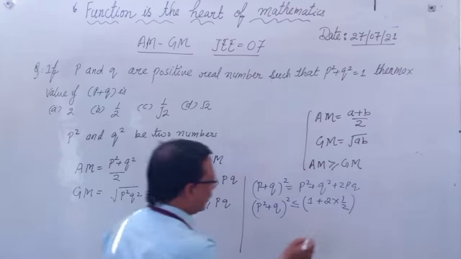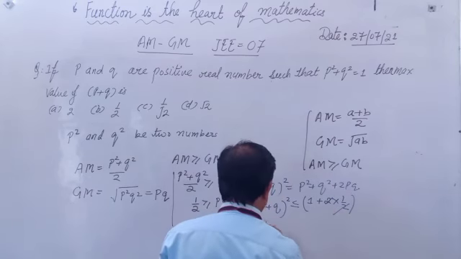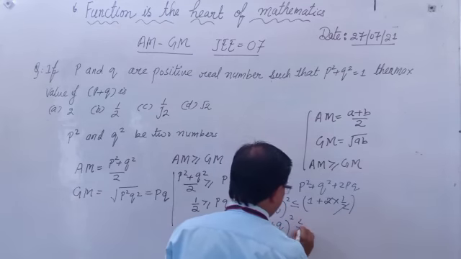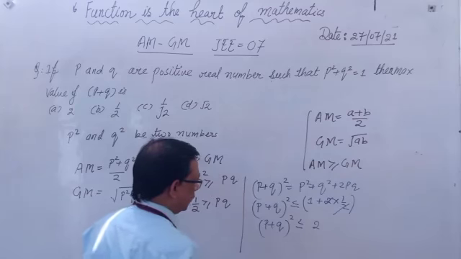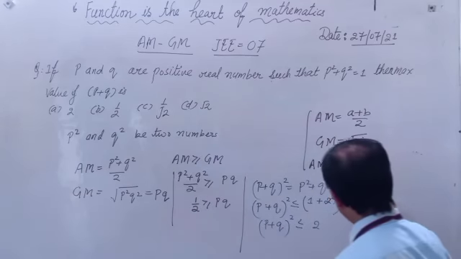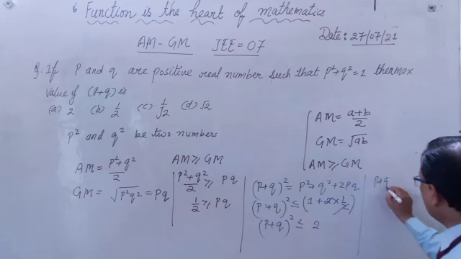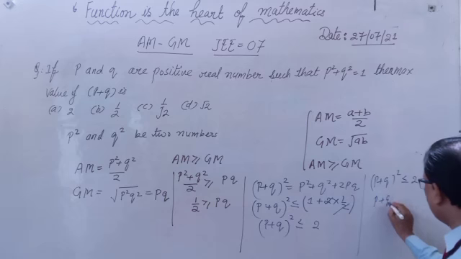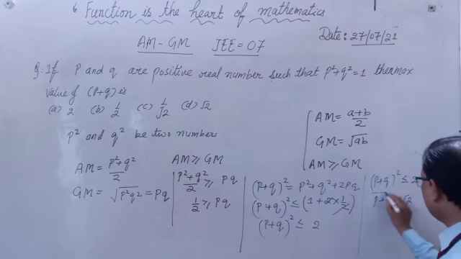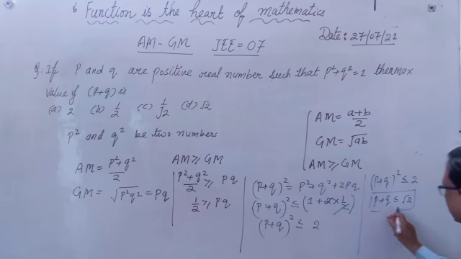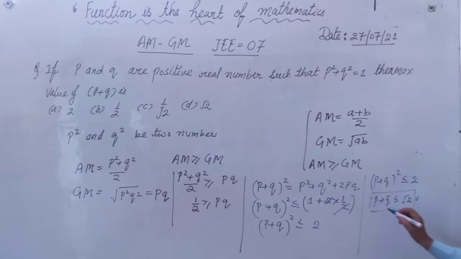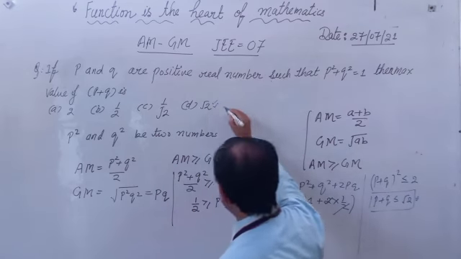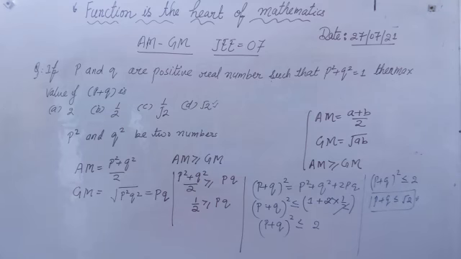So here we see that the 2 cancels out. So p plus q whole square is less than or equal to 2. It means p plus q is less than or equal to root 2. So the value of p plus q is always less than or equal to root 2. So our maximum value is root 2. So D is your final answer. So the maximum value is root 2.